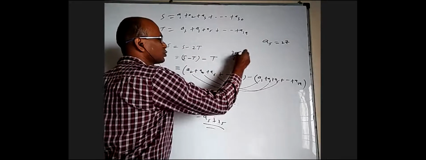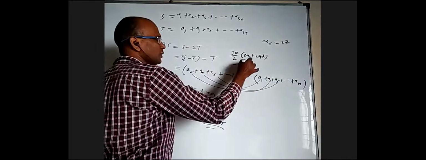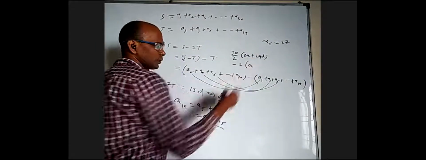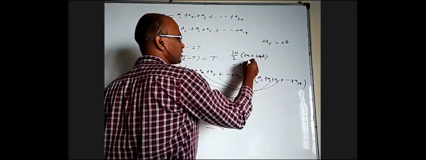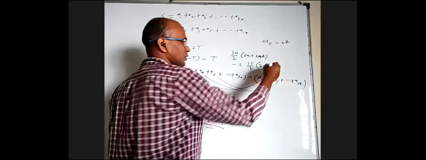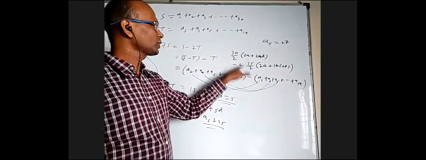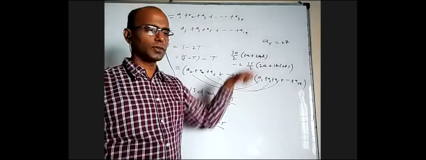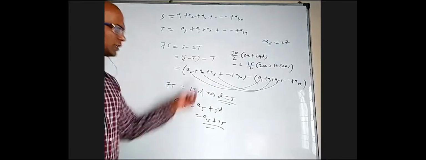Okay. For example, only S would have been 30 by 2 into 2A plus 29D. And only T would have been, first term is A only. Okay. Common difference is 2D. So I should write 15 terms. 15 by 2 into 2A plus 15 minus 1, 14, into 2D. If you simplify this also, this 30A and this 30A cancel. This is 15 into 29D, this is 15 into 28D, you would have got 15D. Okay. If you did not get the idea to write like this, you can write like that also, but here it is more easy to see.